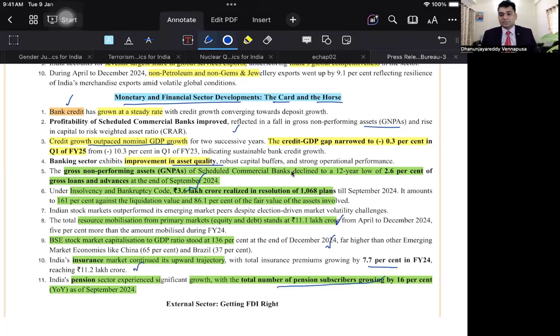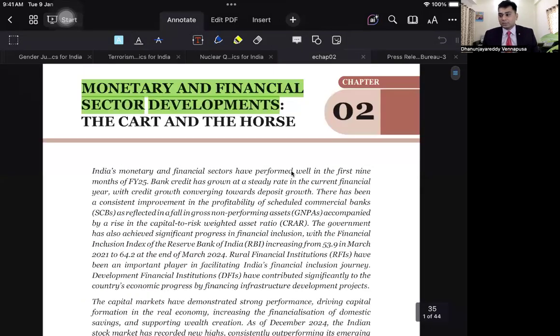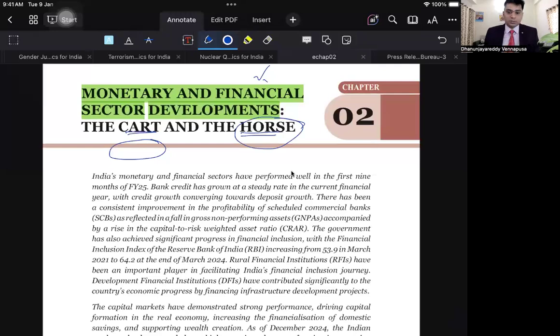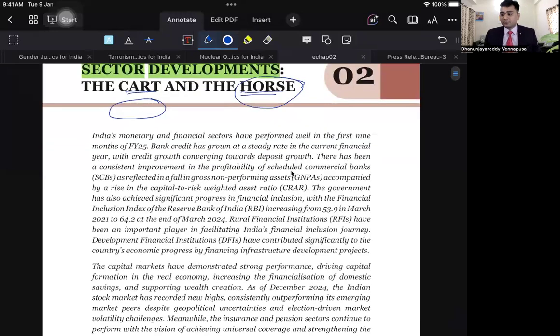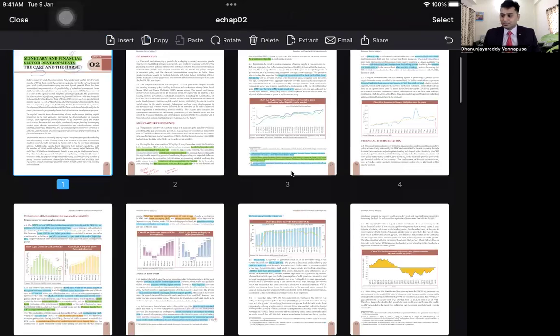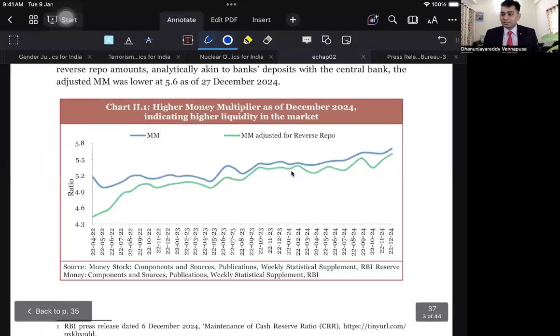So this is the chapter in detail. Sectoral developments: the cart and the horse. So what is the cart? They are speaking about the cart and the horse. The cart is our economy, and the horse is our financial sector and monetary policy sector. In detail, they have covered each and every segment. Let me go through the graphs, and then you will understand what we are speaking about.